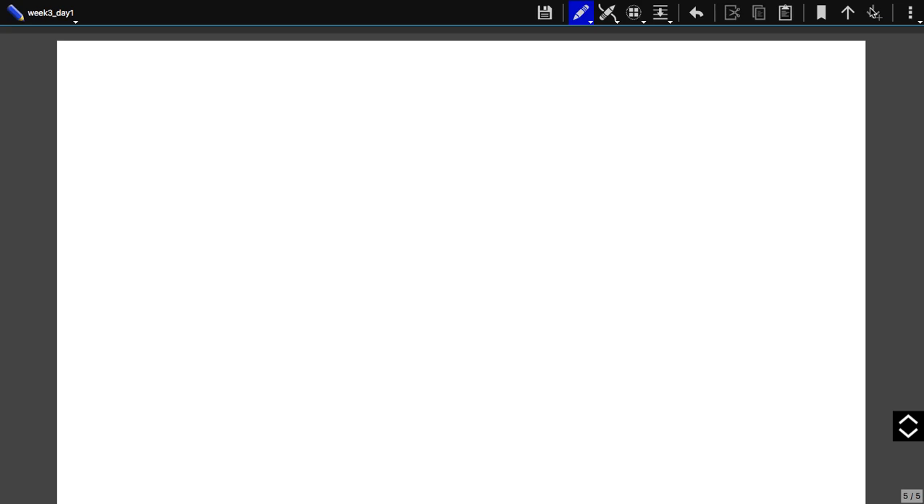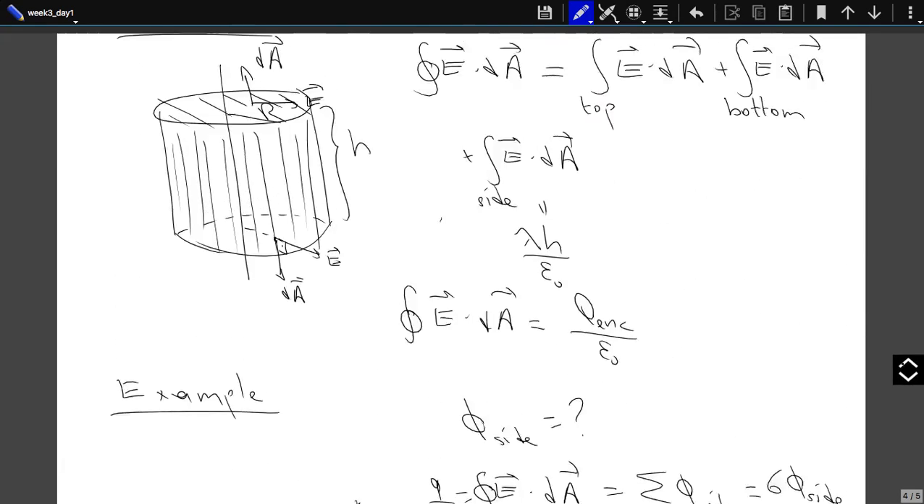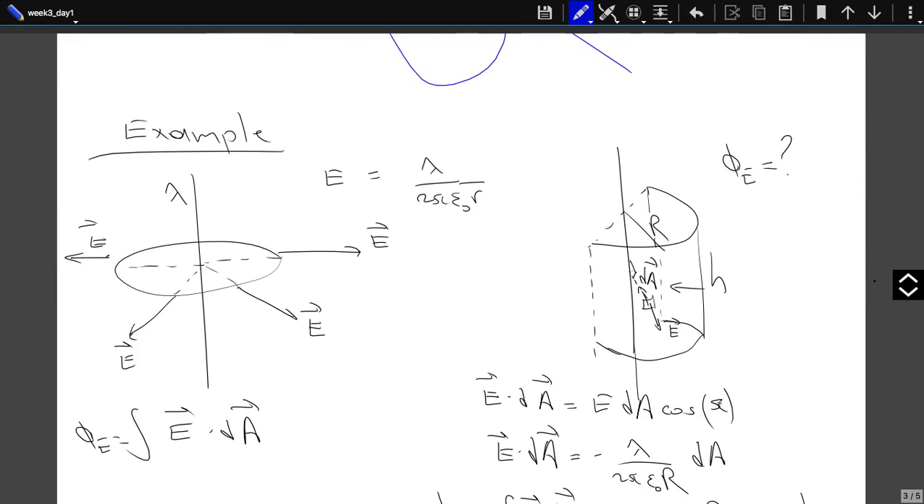Now let's calculate. Okay, this is my surface, right? Half cylinder. The wire is here. Now in this shape, it looks something like this. The wire is passing through here. I am looking at this point over here. The electric field will be in this direction.